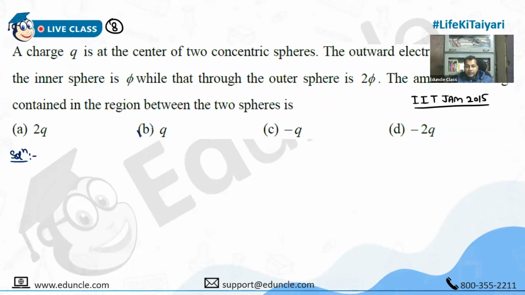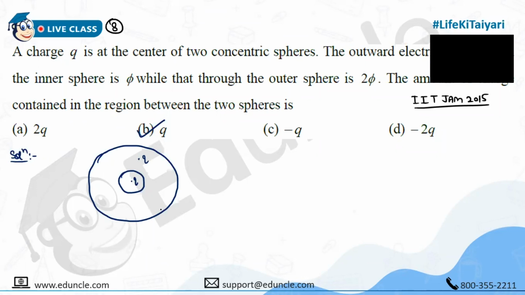Okay, let us see. So the correct option is B. There are two concentric spheres, one is this, the other is this. So charge Q is at the center, and the outward electric flux through the inner sphere is phi, while that through the outer sphere is double. It means there must be a charge of similar kind in the region between the two spheres, only then the flux through the outer sphere can be double.